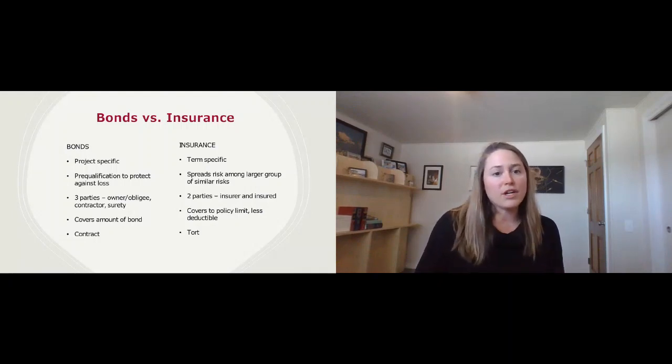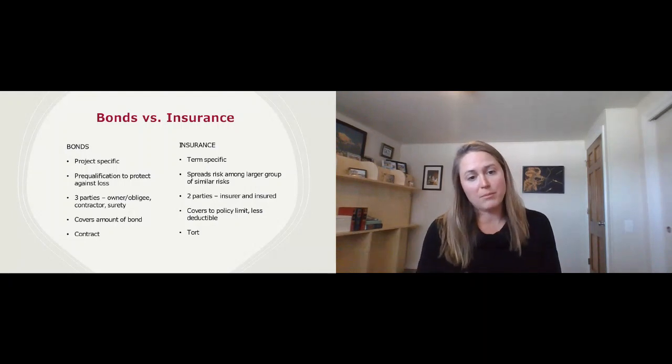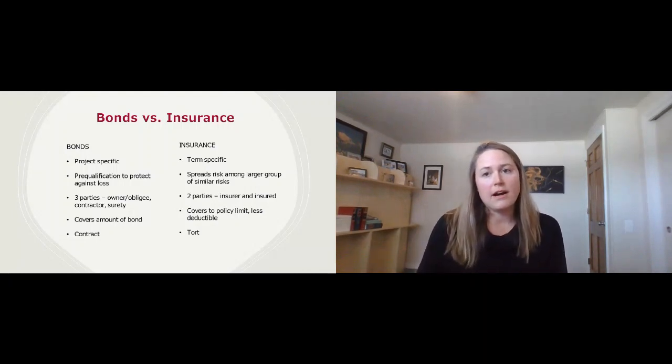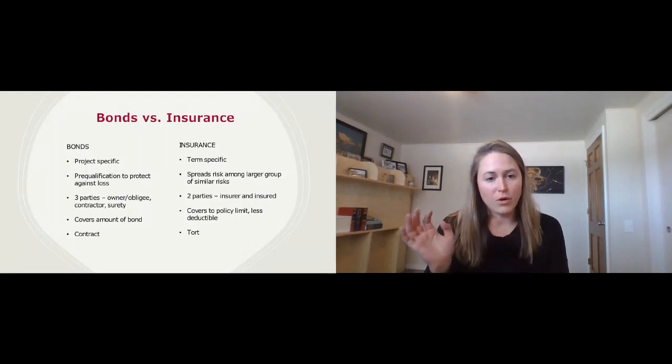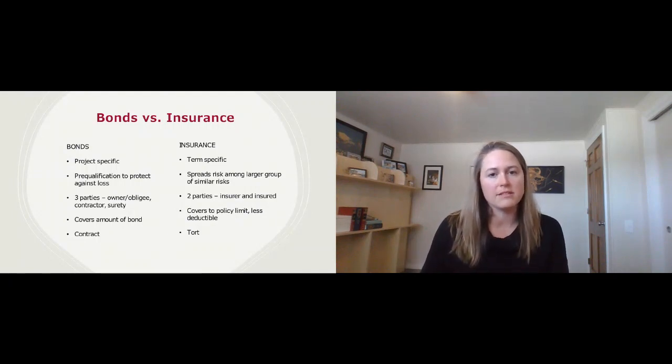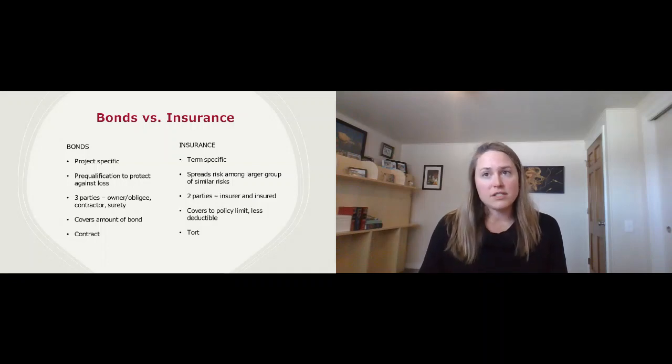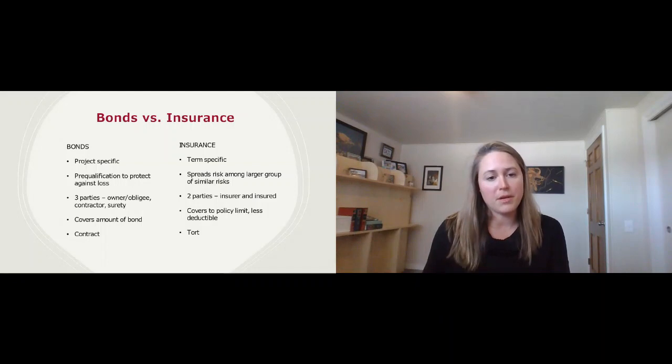So bonds cover, in terms of dollar amount, the amount of the bond. It's going to vary. Some projects are going to have to cover the full value of the contract. Others, it'll be a percentage of the contract. It just kind of depends. And then insurance covers to the policy limit, and then you'll have a deductible, and then you'll be paying a premium, which many of you know, because you all probably have had to get insurance at one point or another.